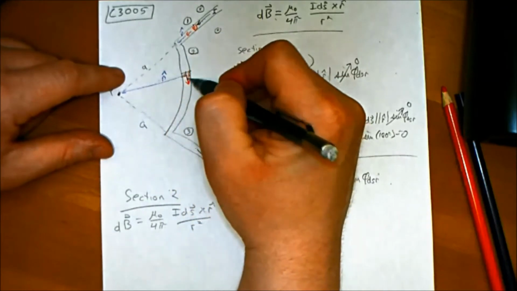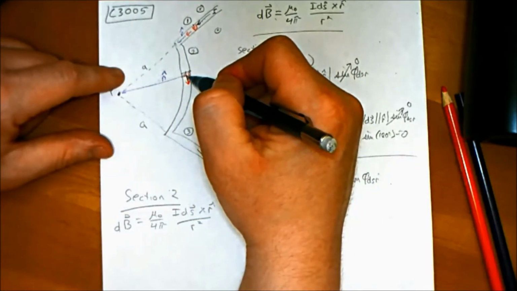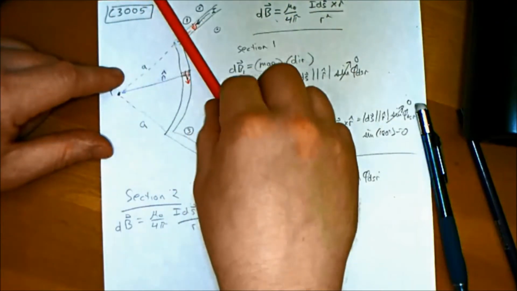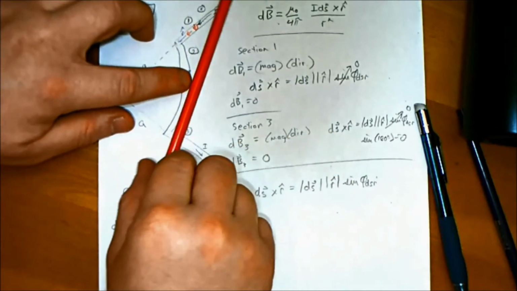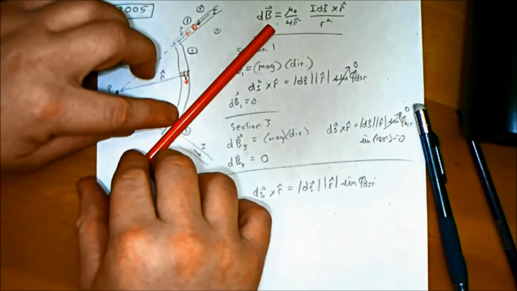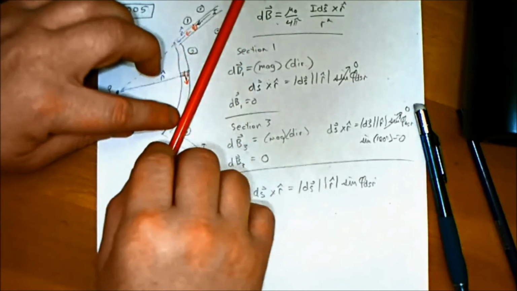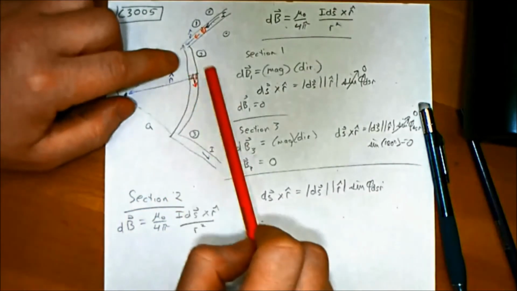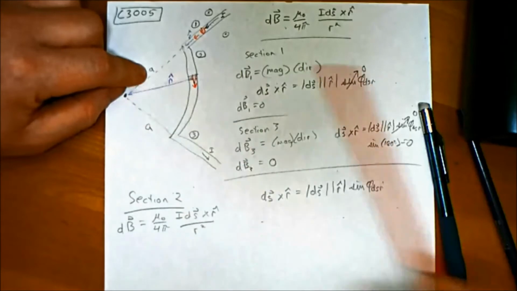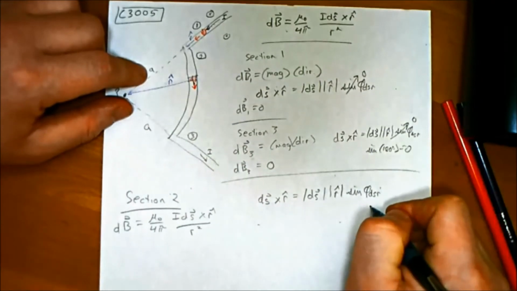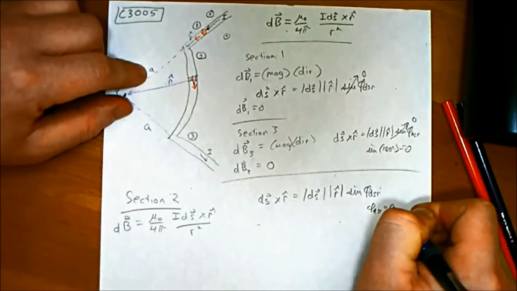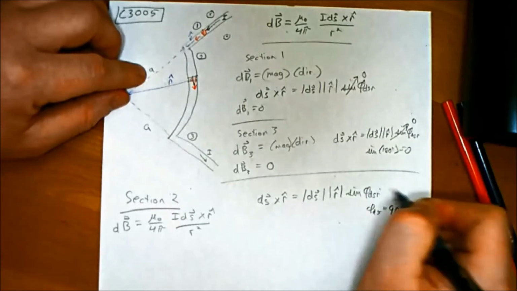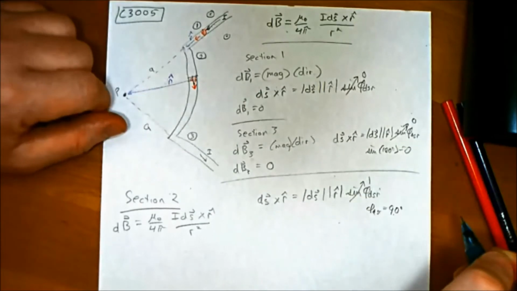Well, what's the direction of ds? Well, that is tangential to the curve at all points. ds changes. It is in this direction at the very beginning, and as you move along the curve, the direction with which you're moving changes, so ds's direction changes. It's always tangential to the curve, at a right angle to the radius vector that points towards the center. So phi between ds and r equals 90 degrees everywhere you go along this circular loop. So sine of 90 degrees is equal to 1.